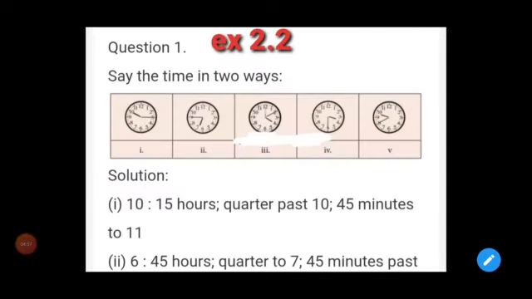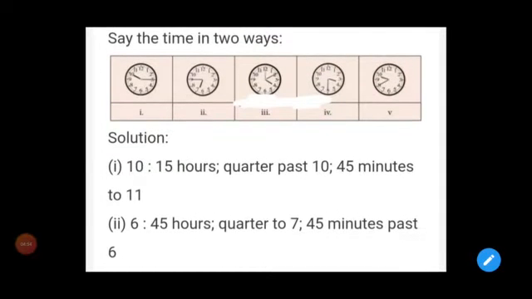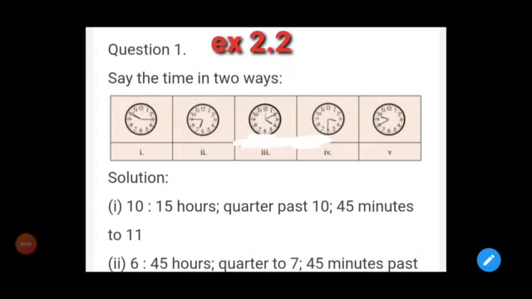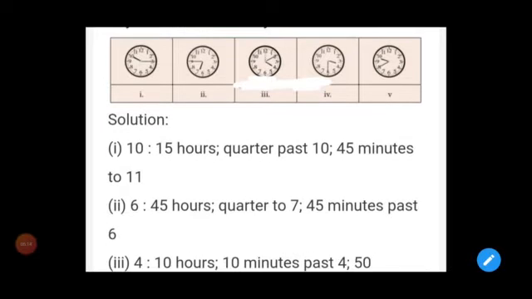Next, chapter 2, exercise 2.2. This is diagram based questions. They have given a diagram, and we have to say the time in two ways. One is verbally, how we could read it. Another one is the exact timing, like 10:45. In that way, exact timing we have to say.